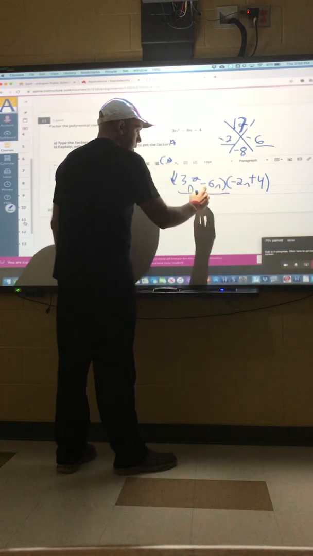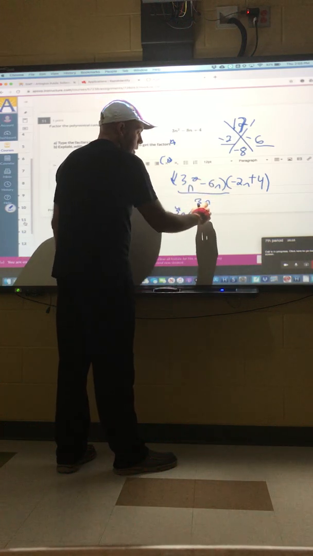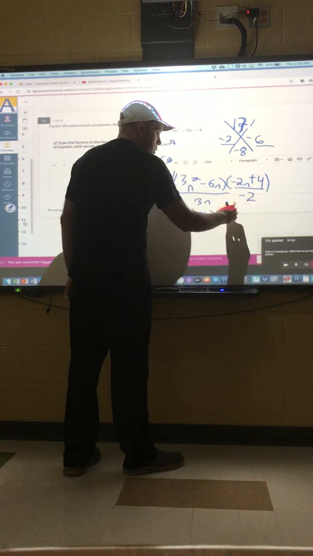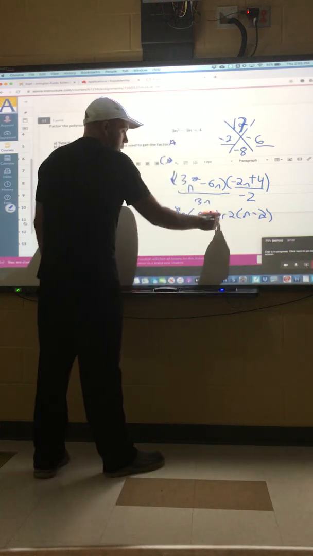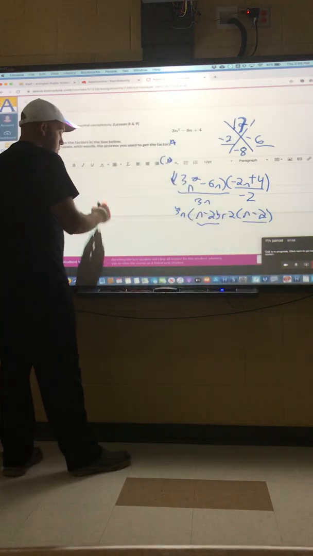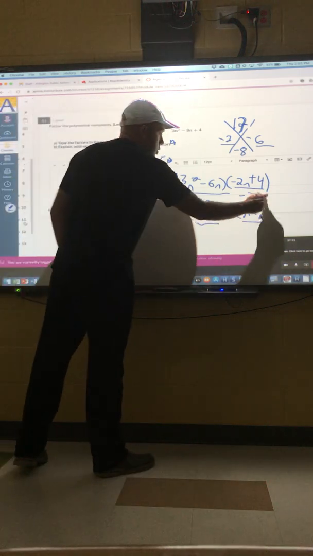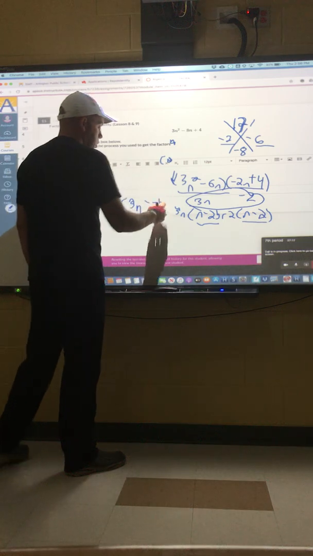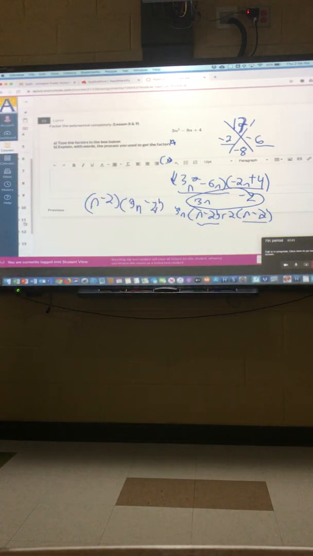I take a GCF out of 3n. I divide, and I get n minus 2. I take a GCF out of negative 2. I divide, and I get n minus 2. I know I'm correct because the interior terms match. So I write n minus 2. Then my two GCFs form my other factor, which is 3n minus 2. That would be my answer there for number 11.